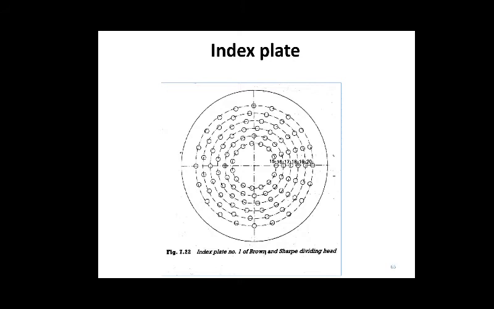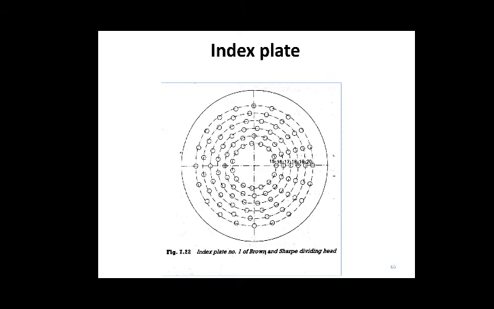Next is the universal dividing head. It is used for all forms of indexing. It is used for setting work in vertical, horizontal, or inclined position relative to the table surface, for turning the workpiece periodically through a given angle to impart indexing movement, and for imparting continuous rotary motion to the workpiece for milling helical grooves. The methods of indexing are simple indexing, compound indexing, and differential indexing.